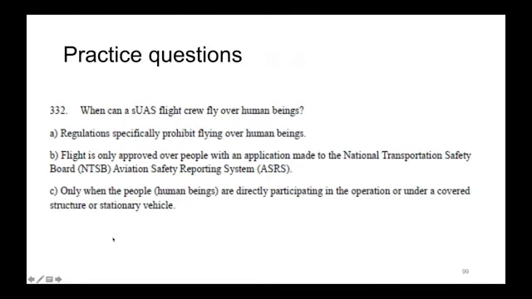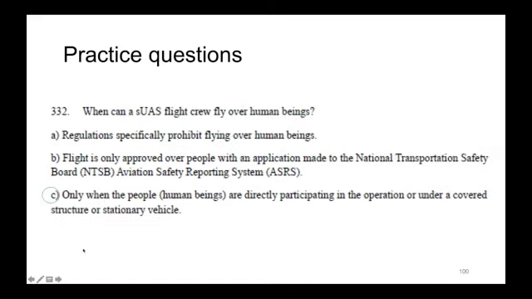So, some practice test questions. When can a flight crew fly over human beings? A, B, or C? Regulations specifically prohibit flying over human beings. Flight is only approved over people with an application made to the National Transportation Safety Board, or only when the human beings are directly participating in the operation or under a covered structure. And the correct answer is C. When the human beings are directly participating, that's your visual observer. And then if they're under a covered structure or a stationary vehicle.